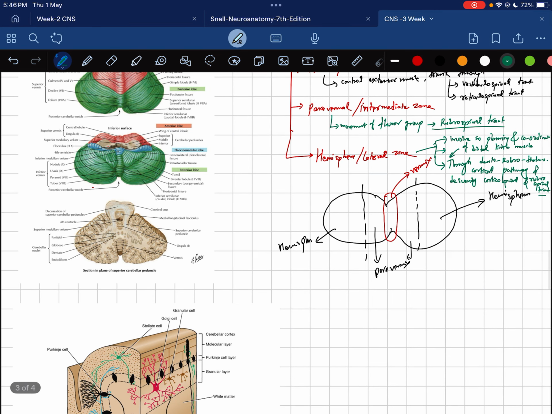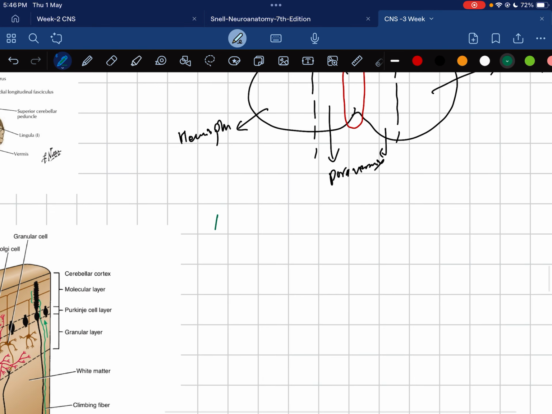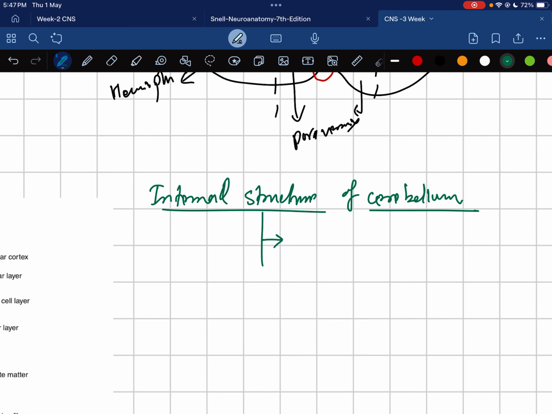Now we are moving on to the internal structure of the cerebellum. So moving on, it is divided into outer gray matter and inner white matter.